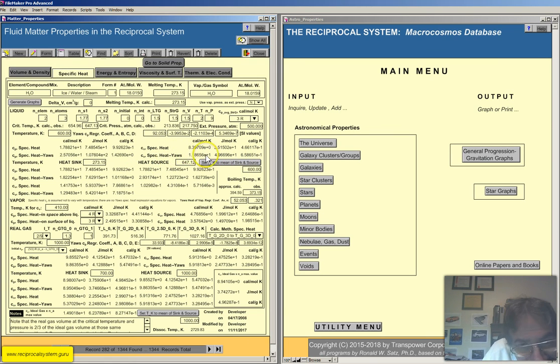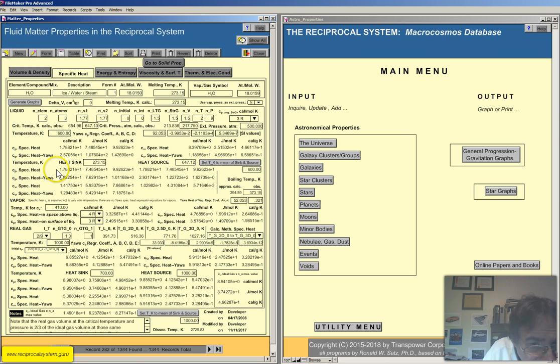I mean, they're not quite as close as we would like, but that's what you're going to get. At these higher pressures, I'd be willing to bet that the reciprocal system is more accurate. Okay, so now we have a situation where we have a heat sink and a heat source, and we can press this button to set TK to the mean of the sink and the source.